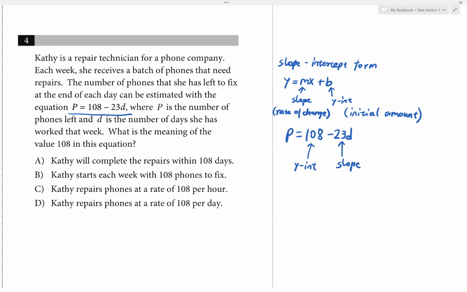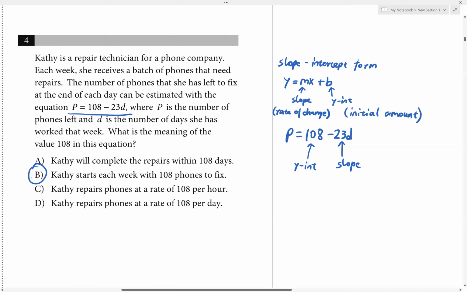So what does 108 represent? Well, this whole model represents the number of phones that she had to fix. So 108 is the number that we begin with. That means she must have 108 phones to fix at the beginning of the week. So it should be B. She starts each week with 108 phones to fix. That should be our answer.